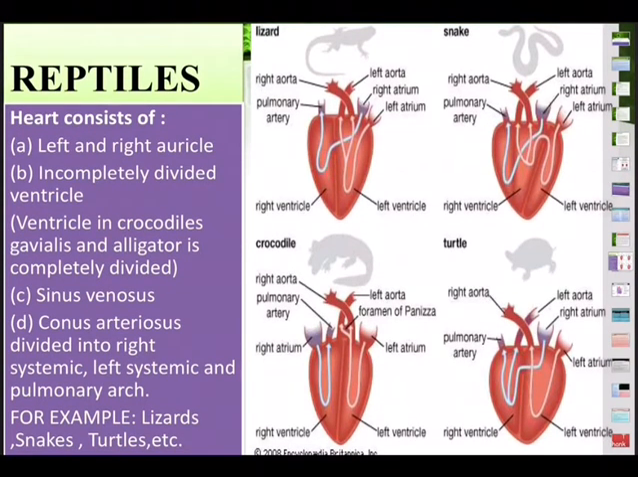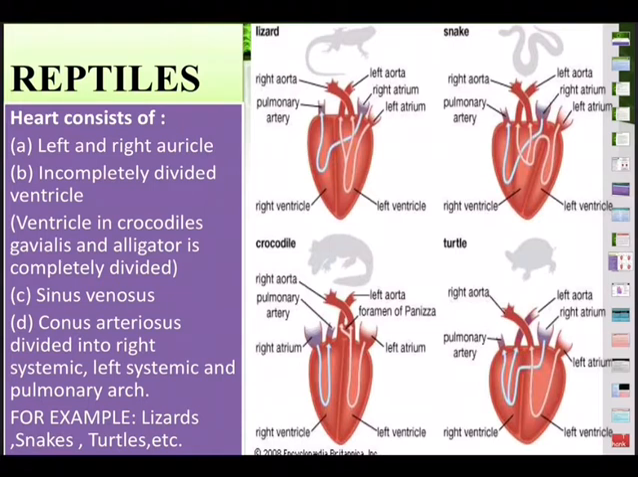In reptiles, as you are seeing in the diagrams, left and right auricle, you can see top two rooms, and an incompletely divided ventricle. You can spot there, incompletely divided. It's not purely divided. So the ventricle in crocodiles, for example, see here the diagram, crocodile. In crocodiles, gharials and alligators, it is completely divided.